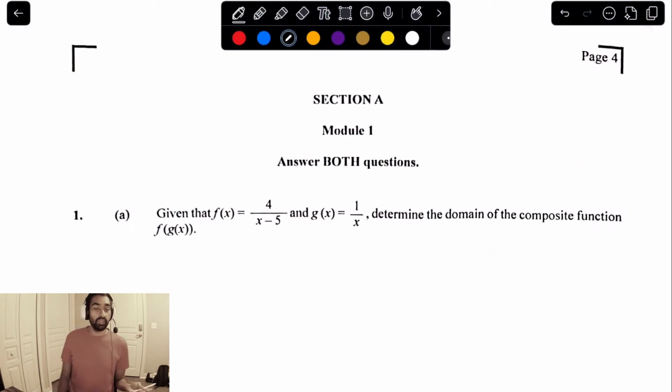In this video, we're going to be taking a look at CAPE 2024, Unit 1, Pure Maths, Question 1. Part A reads, given that f of x is equal to 4 over x minus 5 and g of x is equal to 1 over x, we must find the domain of the composite function f of g of x.